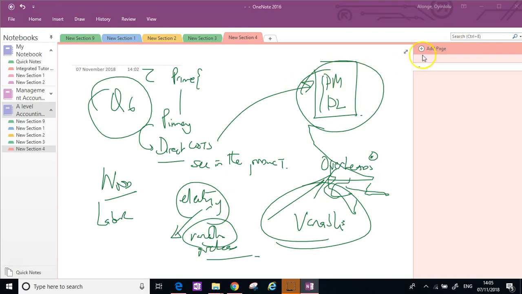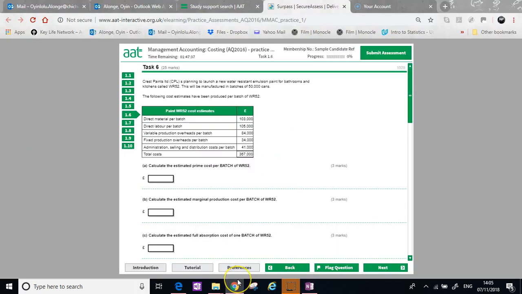That's the first thing. So let's go to the question and deal with that first. Here it says that these people are making these things, and you have a batch of 50,000 cans. This is literally one batch, so we're talking about the cost of making one batch.